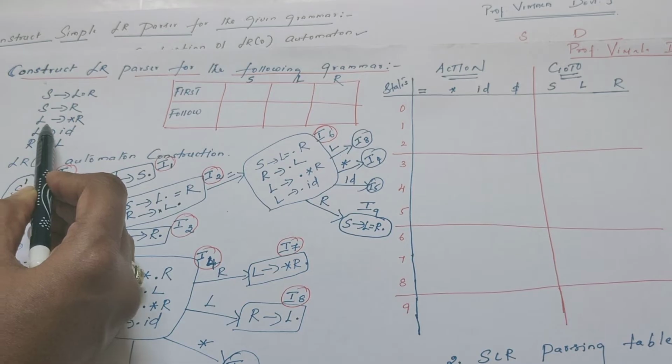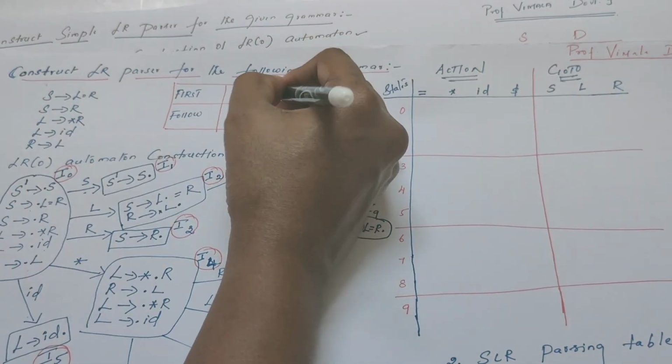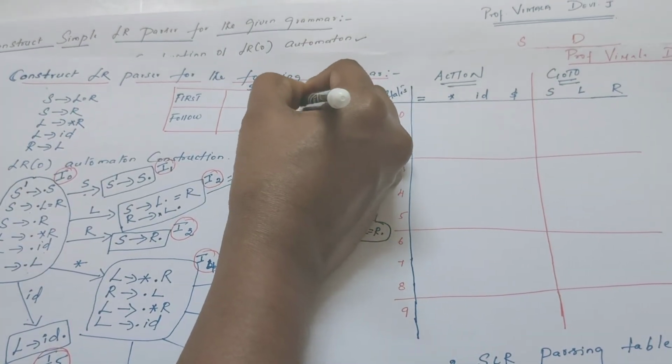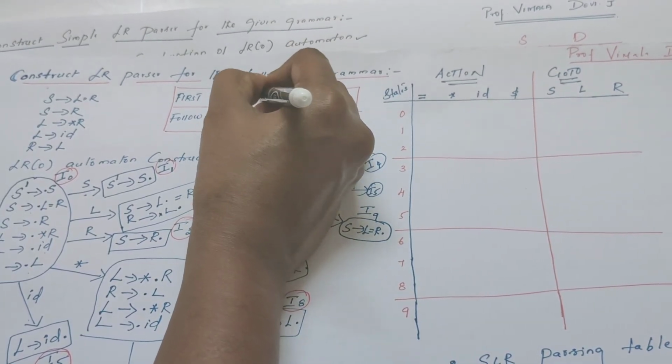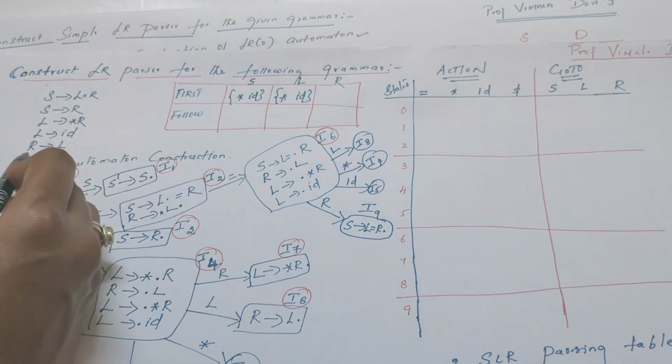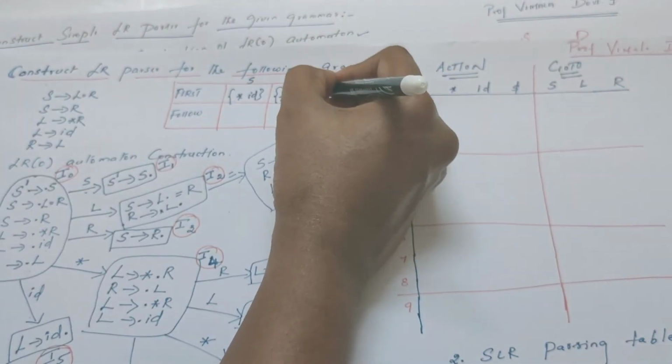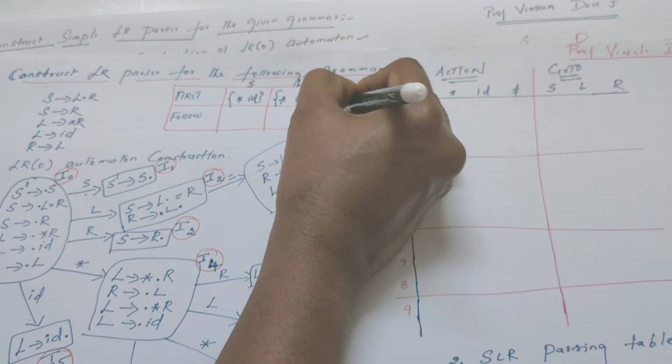So what is first of L? It is star as well as ID. So first of S is also star, ID. First of R also says that it is first of L. In fact, first of R is also star, ID.